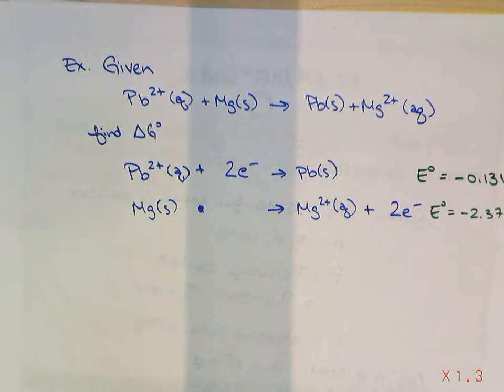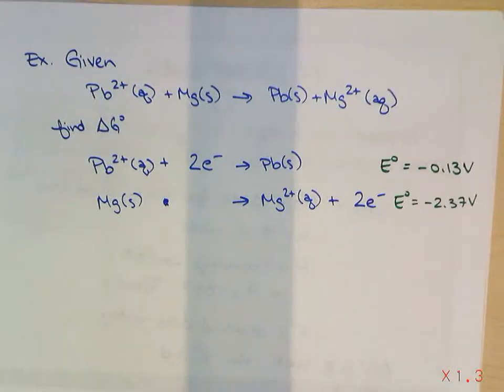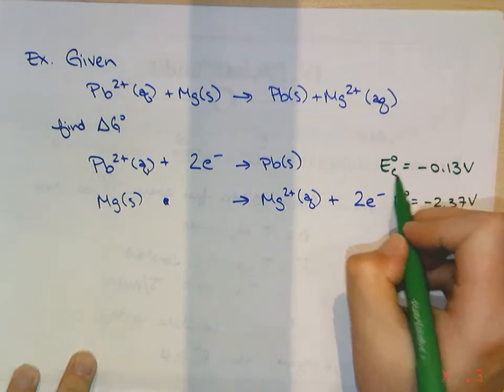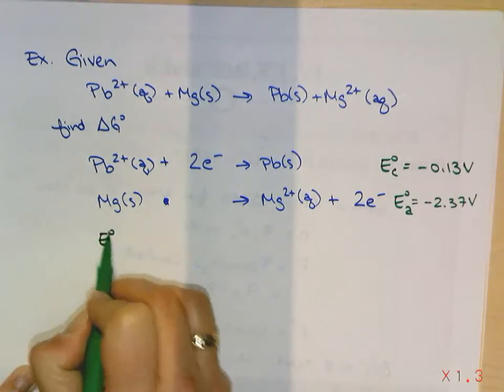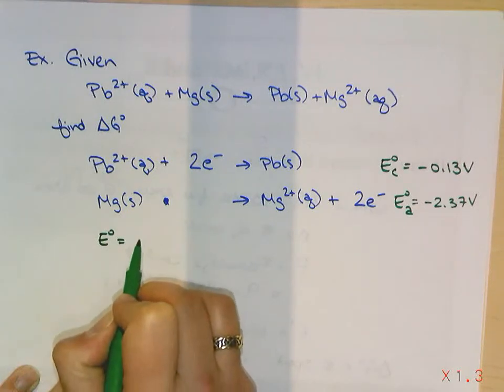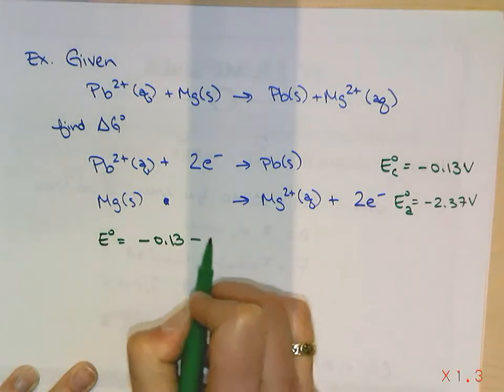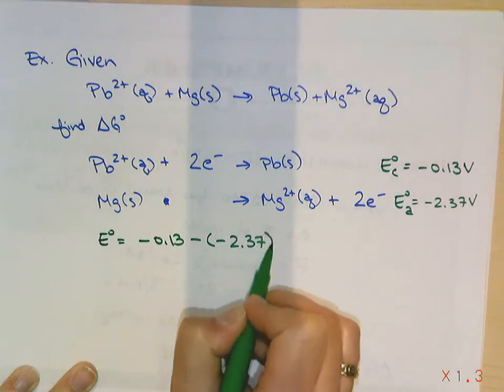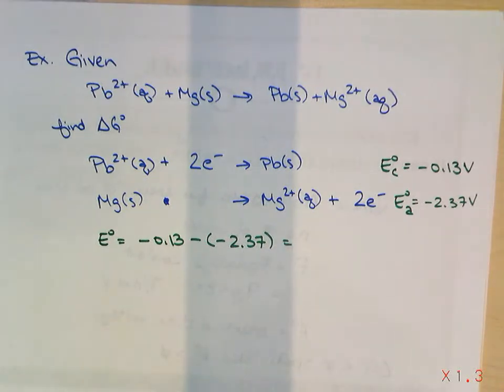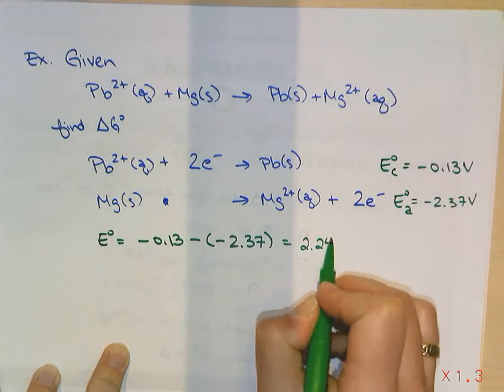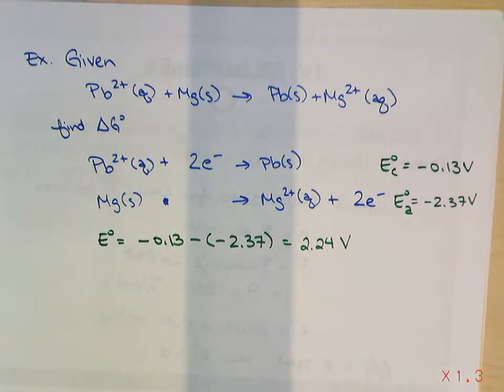All right, is the lead occurring at the anode or the cathode? Cathode. All right, so my E0 is 2.24 volts. Is that a spontaneous as written reaction? Yes. All right, so now we're ready to find delta G.